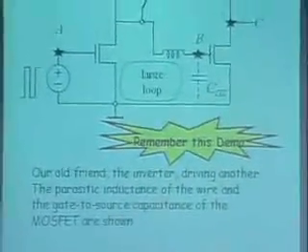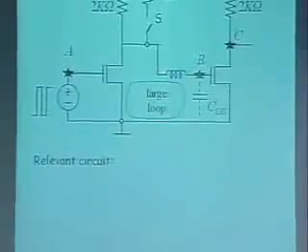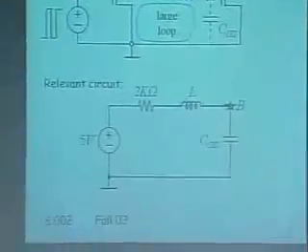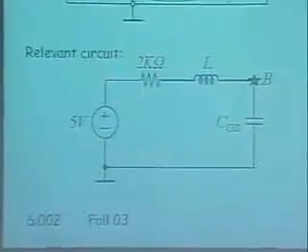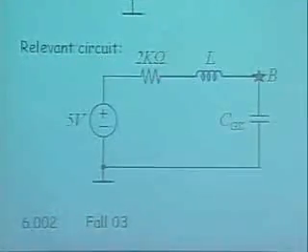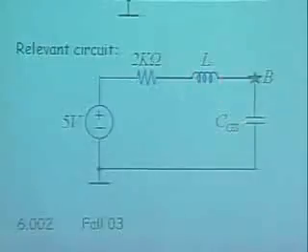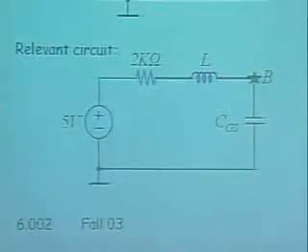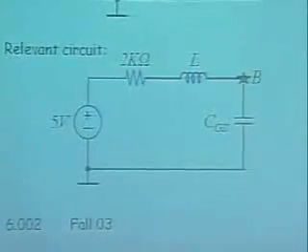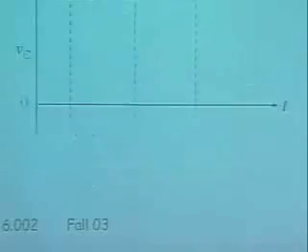Okay, so remember this demo, and the relevant circuit that is of interest to us is this one here. It's the resistor, there's an inductor, and there is a capacitor. This is page 3. I'm just going to blast through the first 10 view graphs. It's all old stuff.